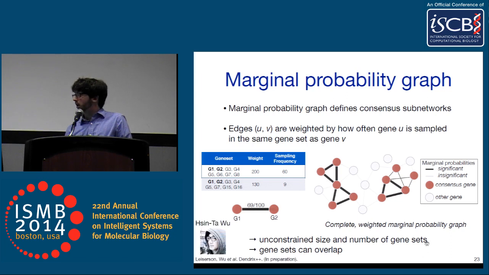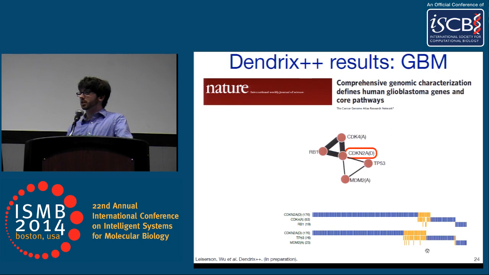And so we have another algorithm, Dendrix++, that we're developing. It also uses a new weight function I don't have time to describe today, but I want to give you a flavor for the results of Dendrix++ on real data. Going back to that glioblastoma data set, we ran the Multi-Dendrix MCMC algorithm, Dendrix++, and this is the marginal probability graph, or one of the high-scoring subgraphs in the marginal probability graph. You can see that CDKN2A is a kind of bridge node between CDK4 and RB1 and P53 and MDM2.